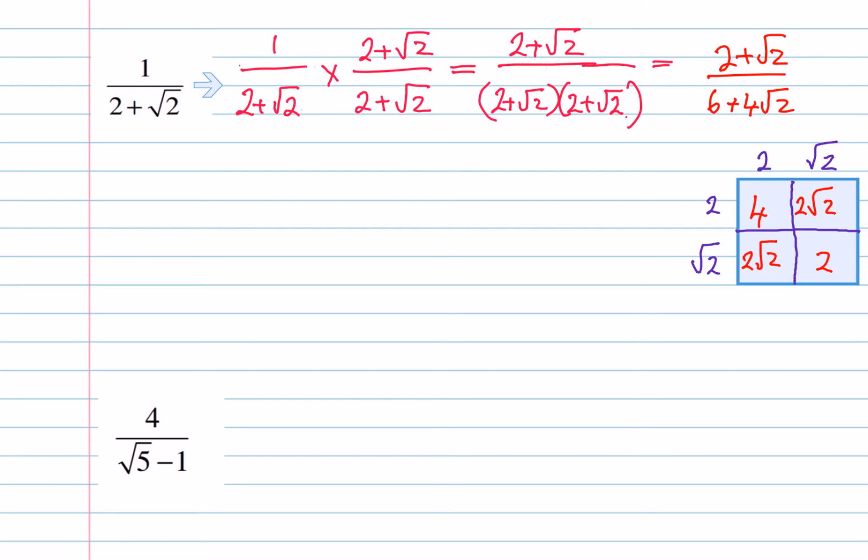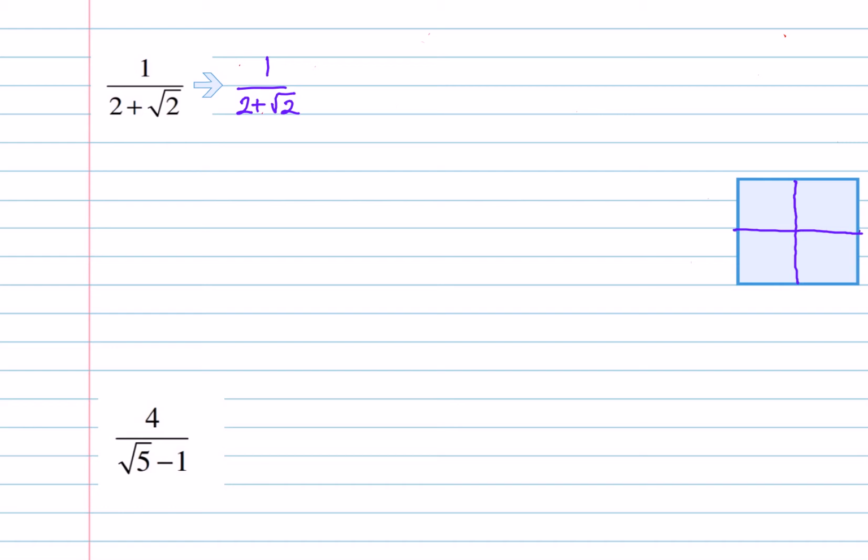So, as you'll see here, unfortunately, our method of multiplying by 2 plus root 2 over 2 plus root 2 hasn't worked here. We haven't been able to remove the surd from the bottom line of the fraction. We're going to have to try something different. Now, this time we're going to try a different method. We're going to try and multiply the fraction top and bottom by 2 minus root 2 over 2 minus root 2. And hopefully this will remove the surd from the bottom line of the fraction.